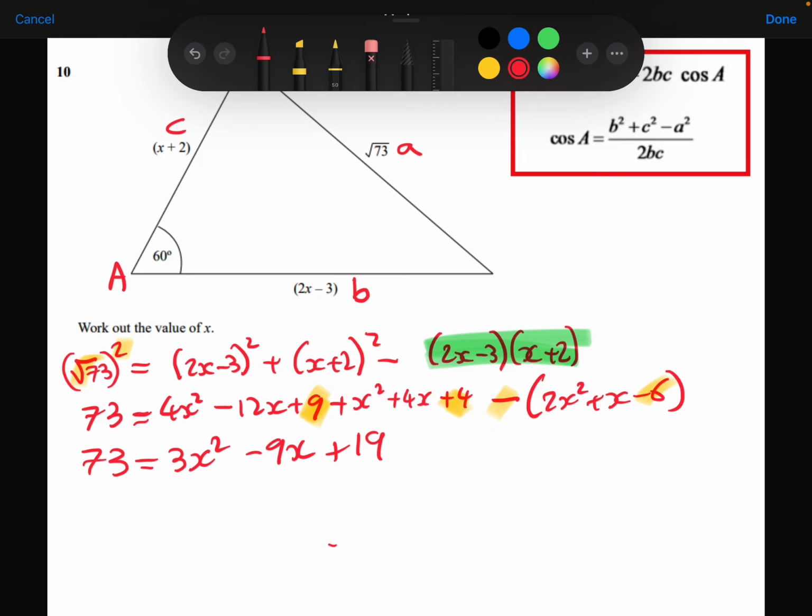Right, this is a quadratic that we want to solve. So we want it to equal 0. We don't want it to equal 73. So let's subtract 73 from both sides. The 19 take away 73 is minus 54. And now we've got a quadratic to solve. I'm going to try and factorise this.